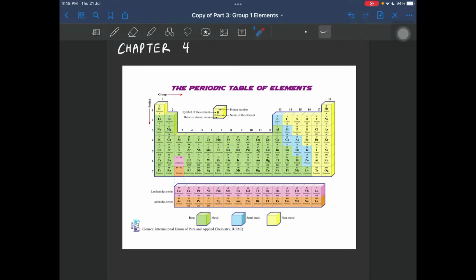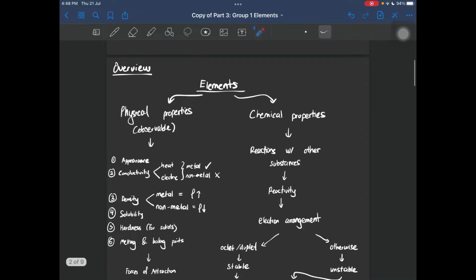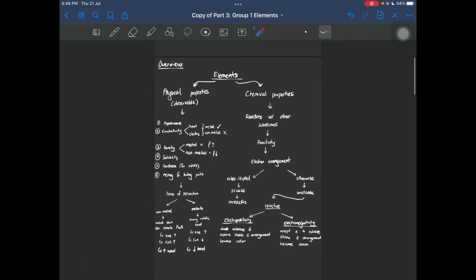Now we're going to go to Part 3, where we're going to learn about group 1 elements. Right, group 1 elements. So these are group 1 elements right here. Before we start going into group 1 elements, as usual, let's look at the overview a little.